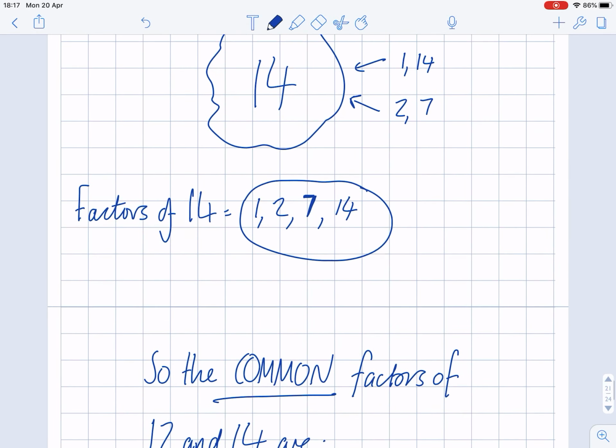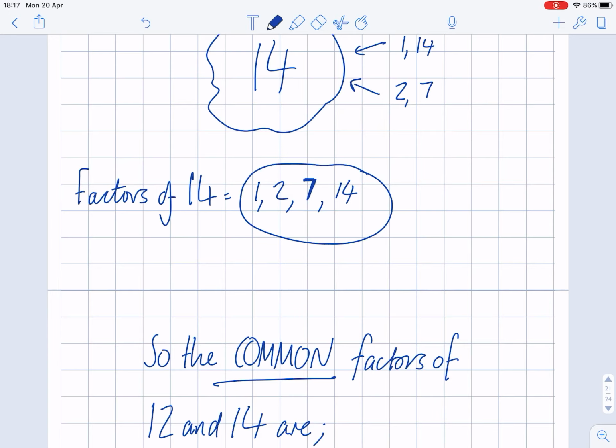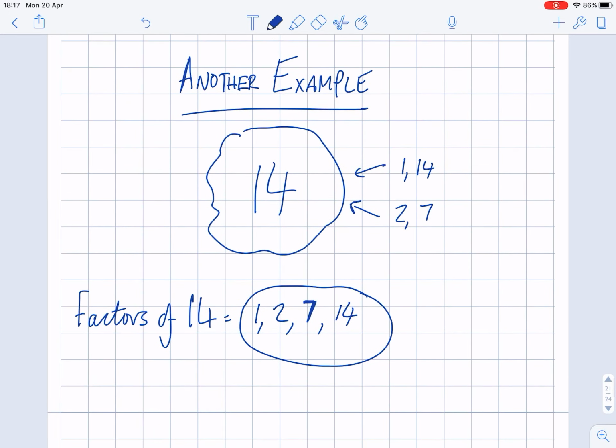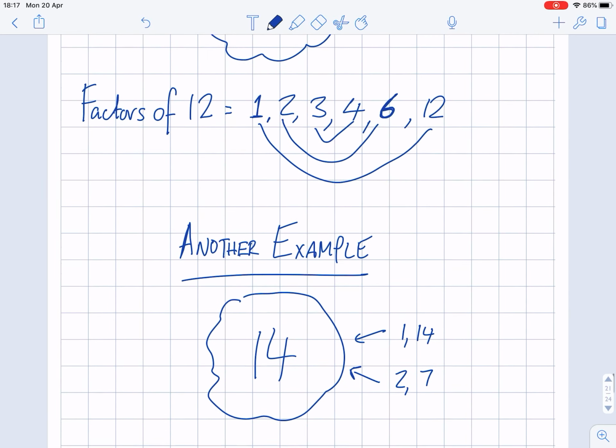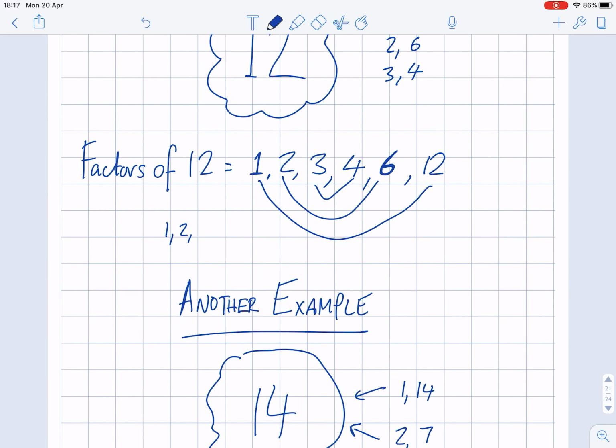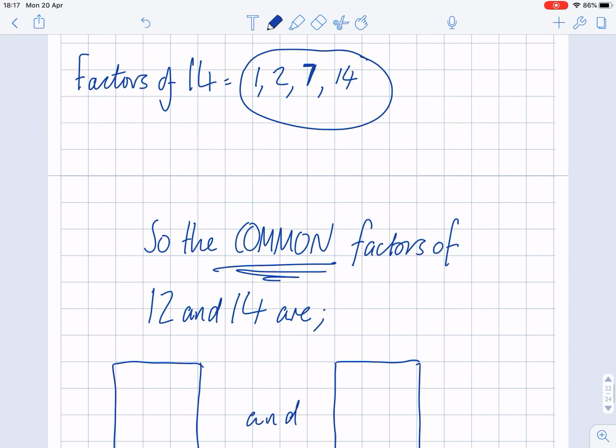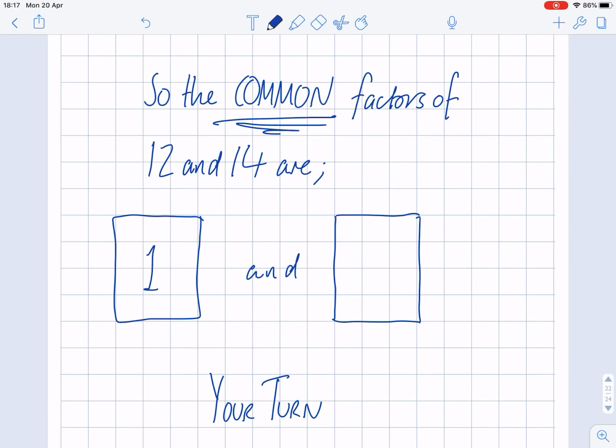So I've now put the common factors of 12 and 14. So common is basically what factors of 12 and 14 have in common. So they're the factors of 14, 1, 2, 7 and 14. I'll put them by here so I don't forget. So that's the factors of 14. So which numbers are in both lists? Well, 1 is, 2 is, 7 isn't, and 14 isn't. So the only common factors of 12 and 14 are 1 and 2. That was quite a simple one, that one.